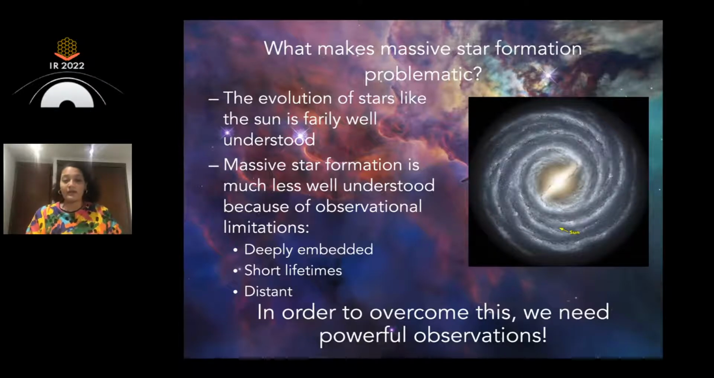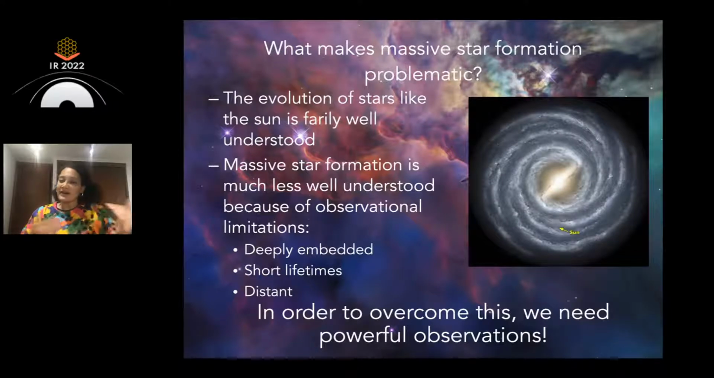Another problem is the short lifetimes of massive stars and how quickly they form, because this makes them rare. If something happens very quickly, you're less likely to see it. And this makes it more difficult for us to find examples of these forming massive stars, and to see how they're forming.